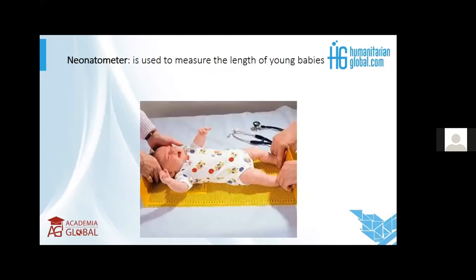So here is a picture where you can see a very young baby. This is a newborn. And the meter that is being used here is a soft kind of portable meter. It's called a neonatometer, which is used to measure the length of young babies. Commonly, it is used to measure the length of these newborns.